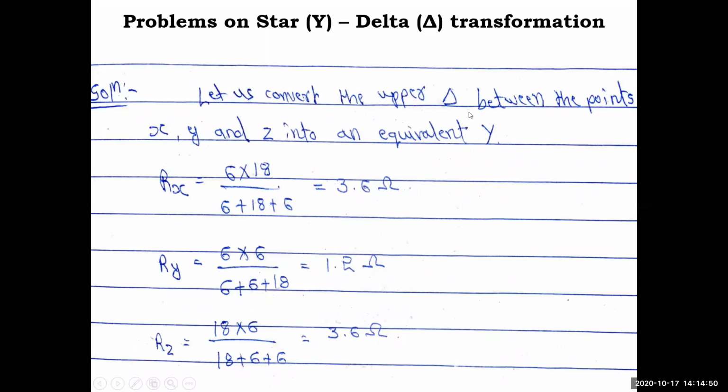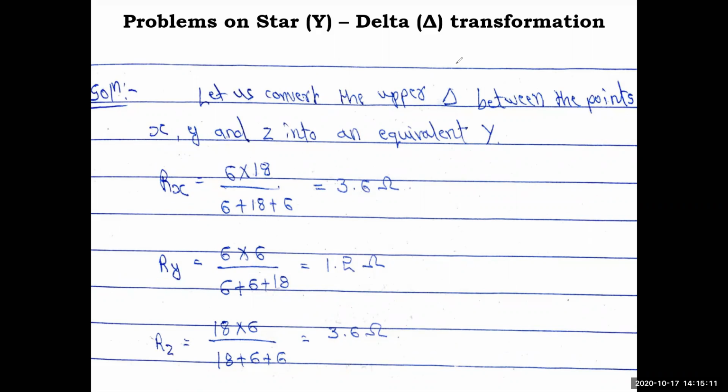So let us convert the upper delta between the points X, Y, Z into an equivalent Y. That's what I showed you there. Now we have to calculate the new values. In the derivation I used A, B, C, but now instead of A, B, C I have Rx, Ry, Rz. So how do you calculate that? It's two adjacent resistances, right? So there is 6 ohm and 18 ohm.